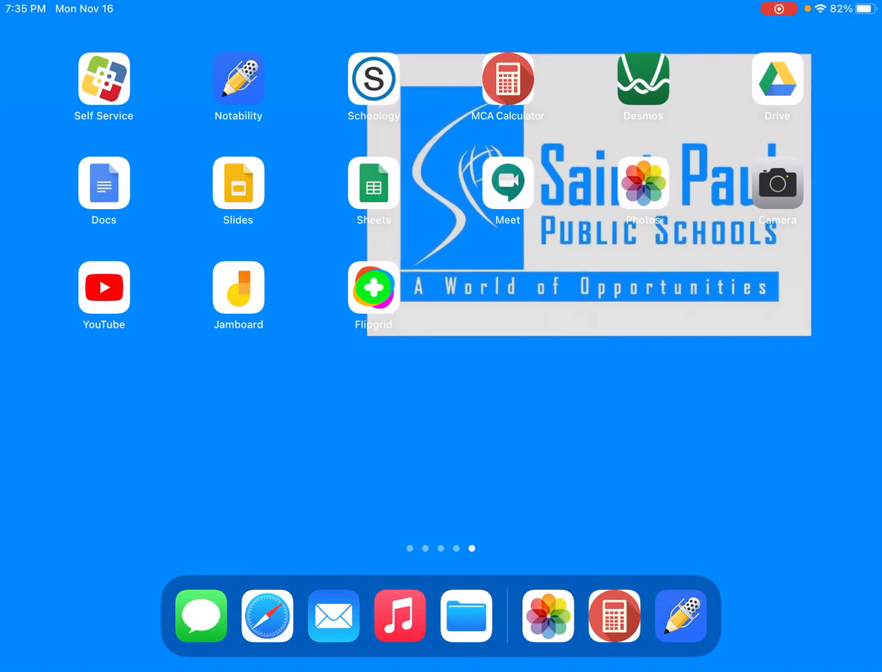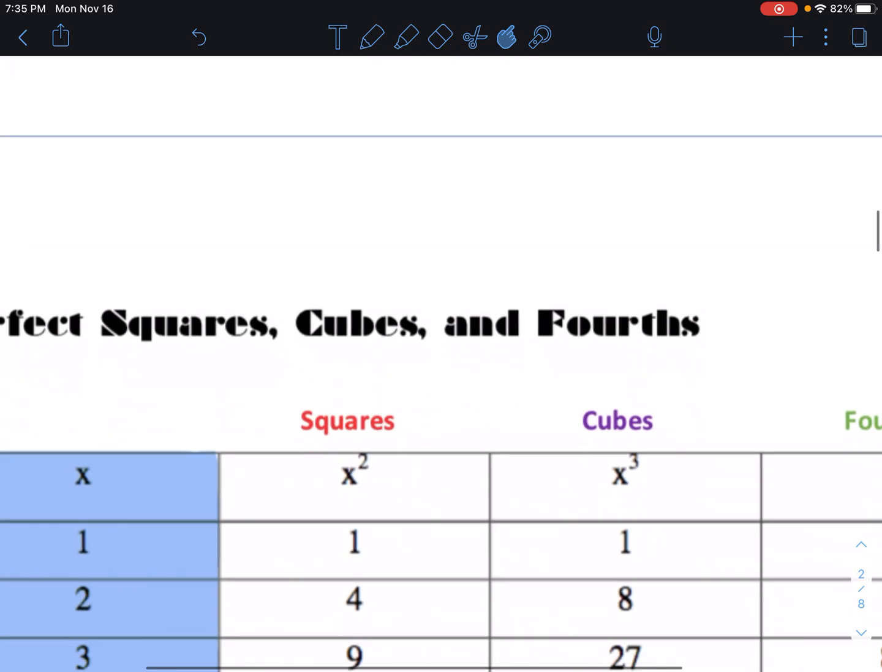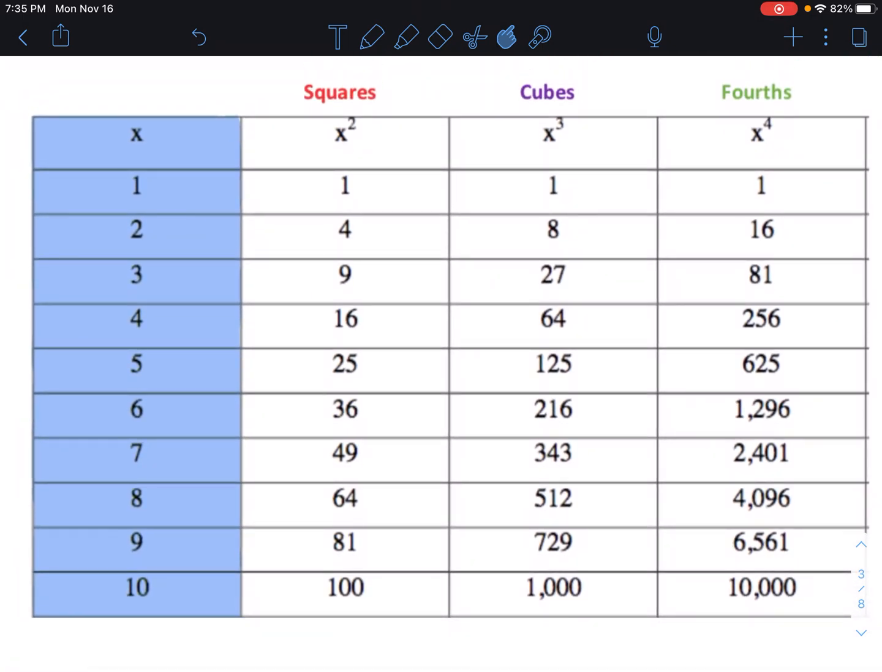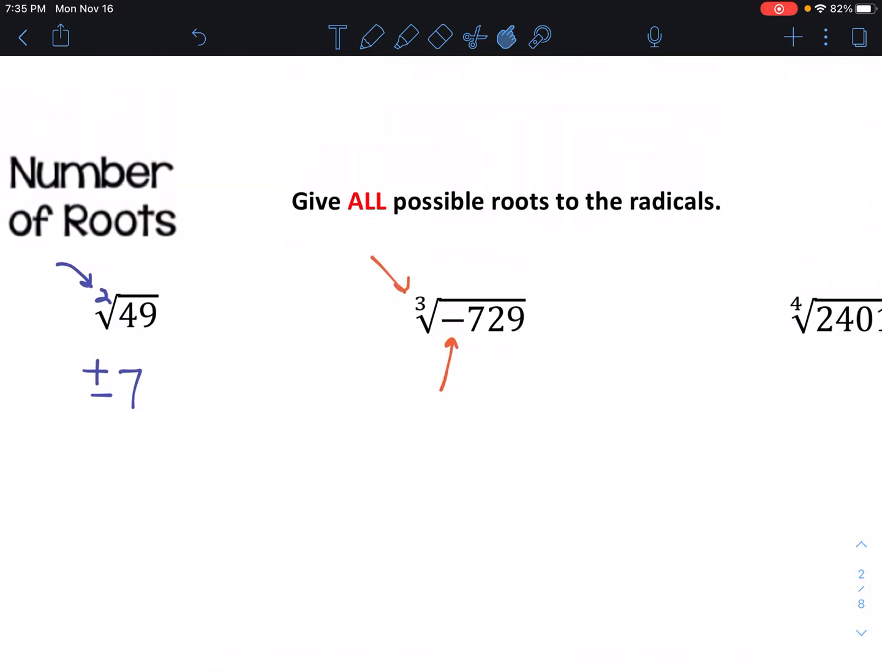Or you can use this chart that I have in Schoology right here. You'll notice 729, cube root, perfect cube, is right here. And so my answer would be 9. Okay, that's how you can use that chart. So this is 9, but because it's negative, the only way I could get a negative is if this is actually negative 9. Negative 9 times negative 9 times negative 9 is negative 729. So this would be negative 9.